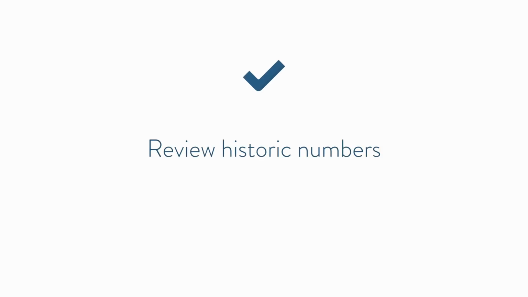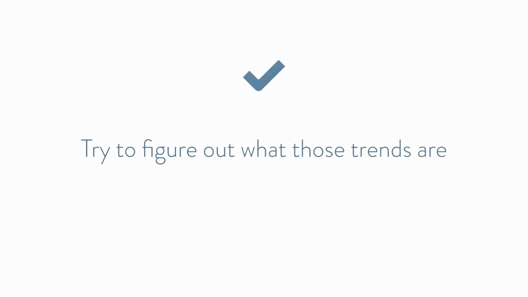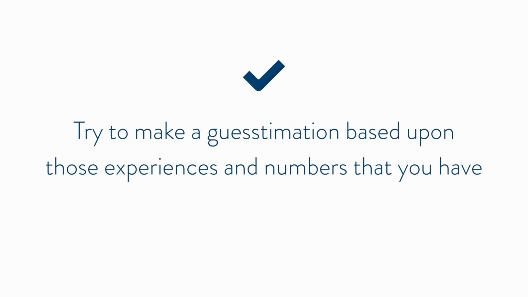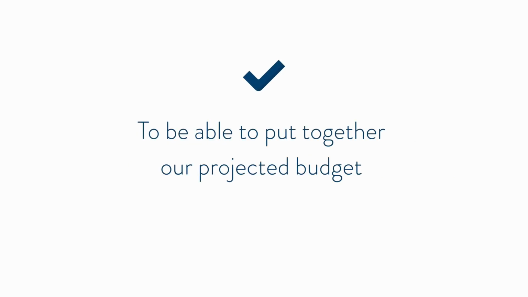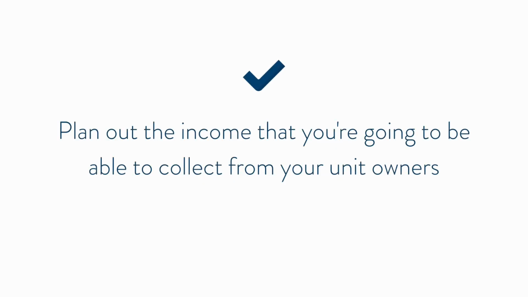So again, you're going to review historic numbers, try to figure out what those trends are, try to make a guesstimation based upon those experiences and numbers that you have to be able to put together a projected budget to be able to plan out the income that you're going to be able to collect from your unit owners in hopes of staying within that budget or lower. That way, if you do have excess, it'll stay in the account.